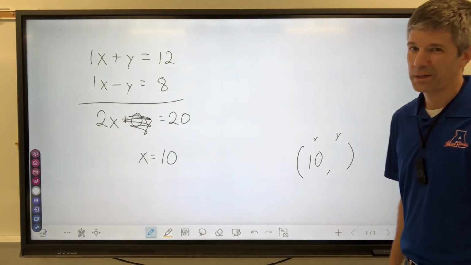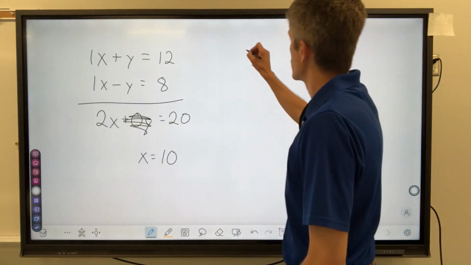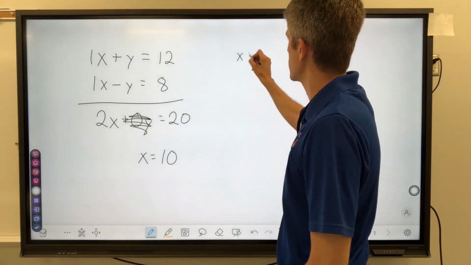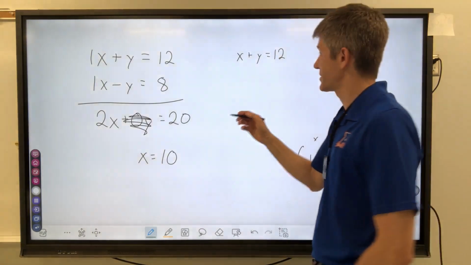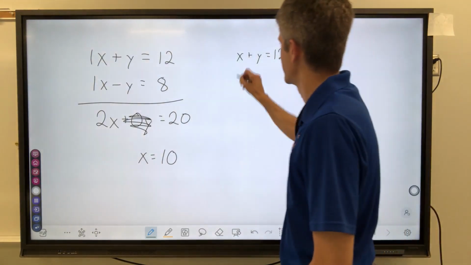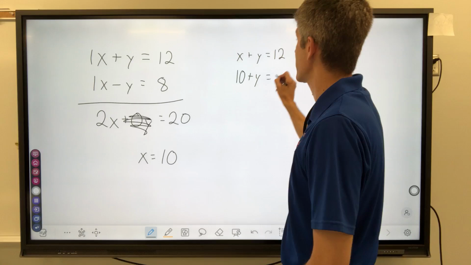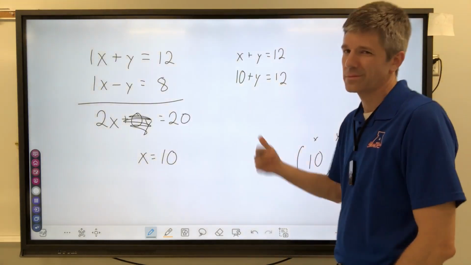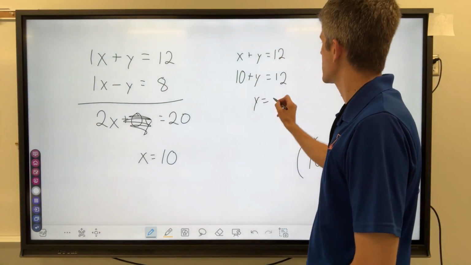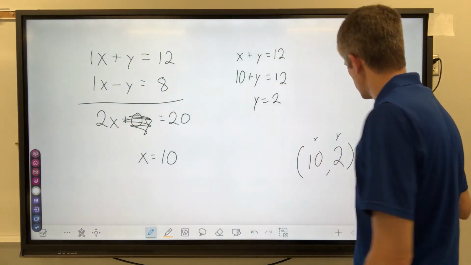You actually can do it in your head very easily. The original equation at the top was x plus y equals 12. Well, that means that if x is 10, you got this, right? Yeah. 10 plus something had better give me 12. Feel free to skip some steps. Now, they won't all be this easy, but feel free to skip some steps. So y equals 2. That is the final answer for this one.